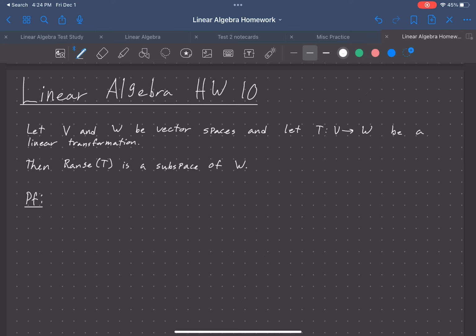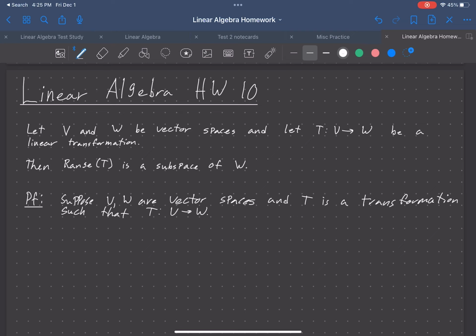Hi, so this proof is going to be: let V and W be vector spaces and let the mapping T from V to W be a linear transformation, then the range of T is a subspace of W. So suppose that V and W are vector spaces and T is a transformation such that T maps V to W.